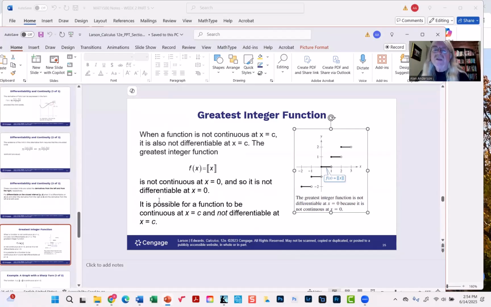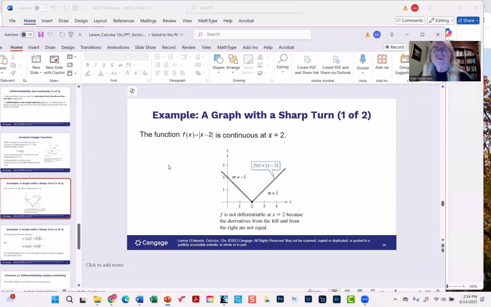Now, they're also making the point that it's possible for a function to be continuous and not differentiable. It doesn't go both ways. If a function is differentiable, then it must be continuous. But if it's continuous, that doesn't guarantee that it's differentiable. So here's a perfect example of that.